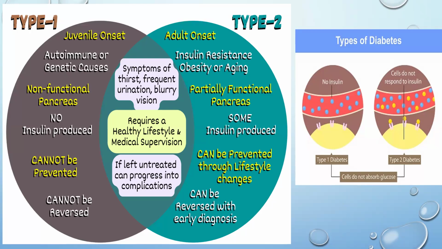While type 2 diabetes mellitus usually occurs in adults, it is characterized by insulin resistance due to obesity or aging. There is a partially functioning pancreas. Some insulin is being produced in the body, and it can be prevented through lifestyle changes, and it can be reversed with early diagnosis. The common symptoms of both type 1 and type 2 diabetes mellitus are polydipsia, polyuria, polyphagia, and blurry vision, and they require healthy lifestyle modification and medical supervision. If left untreated, they both can lead to complications.